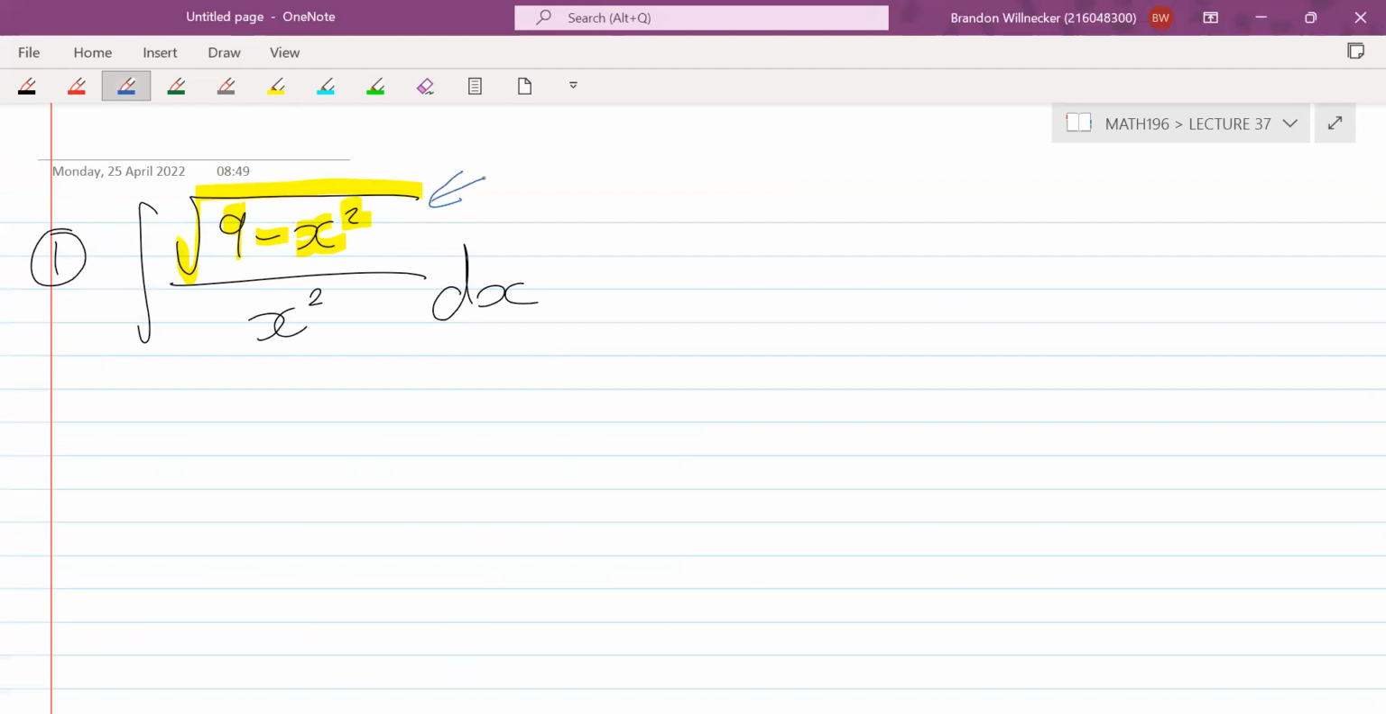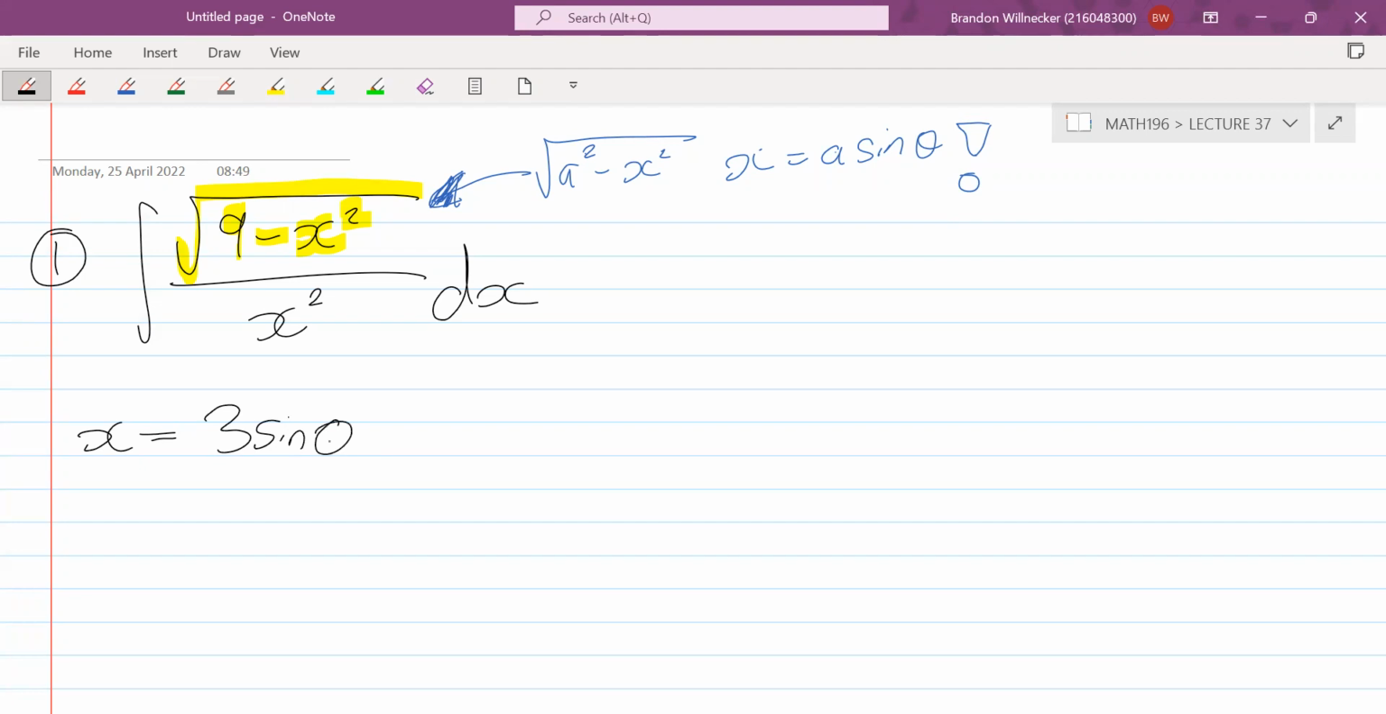Just a note here, this over here is something like a squared minus x squared, so we need something like x is equal to a sine theta. Don't worry about the denominator just yet. It's the top part that tells us what substitution to make. It's always whatever the root is that will tell you what to do. Everything else is extra that we need to work out later. So x is equal to 3 sine theta, so dx is going to be 3 cos theta d theta.